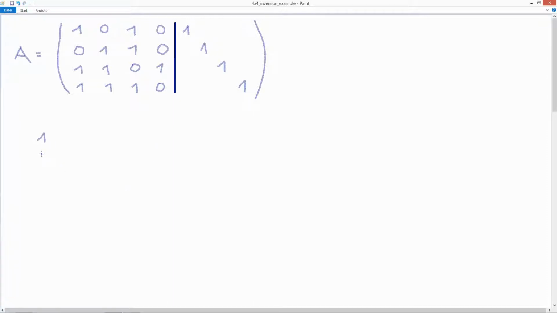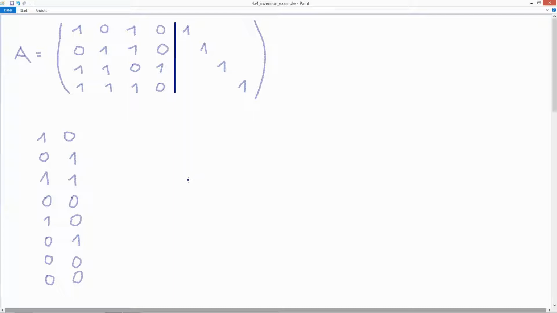1, 0, 1, 0, 1, 0, 0, 0. This is the first row. And the second row. 0, 1, 1, 0, 0, 1, 0, 0. And this here is the second row.